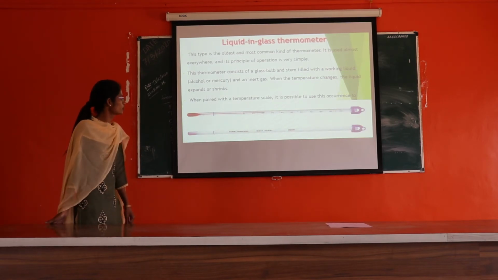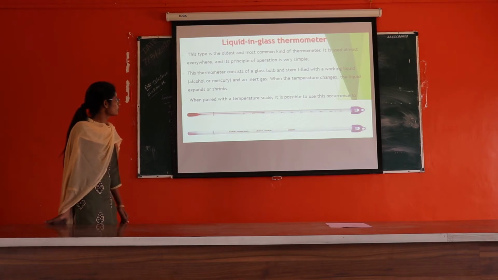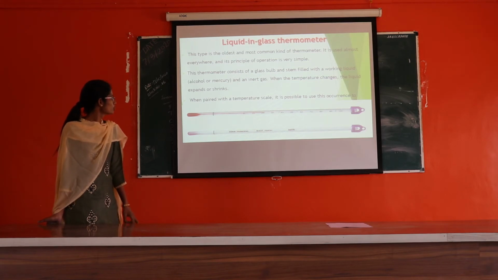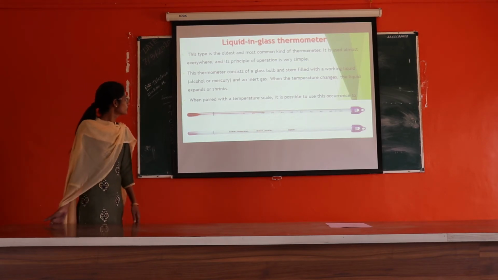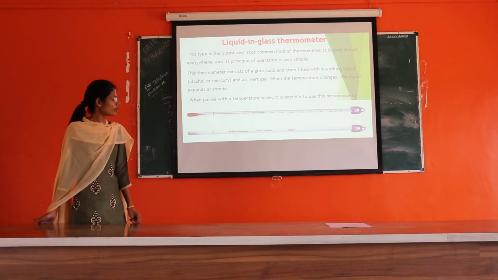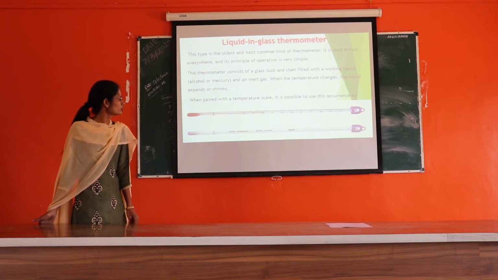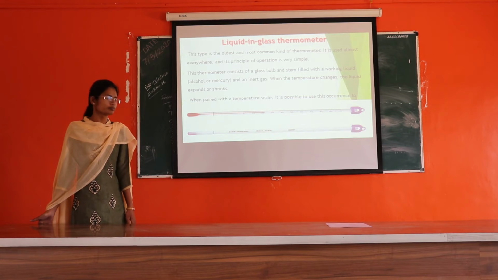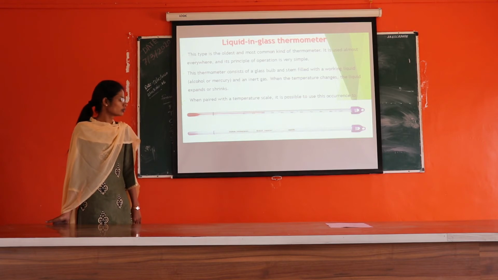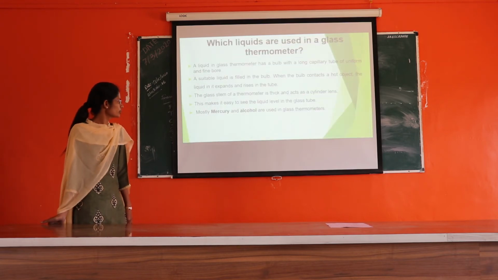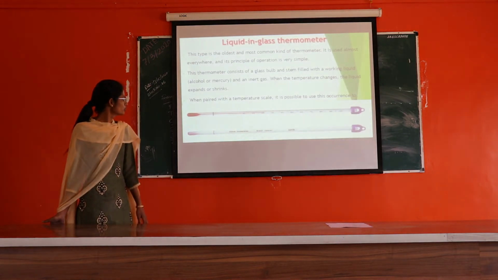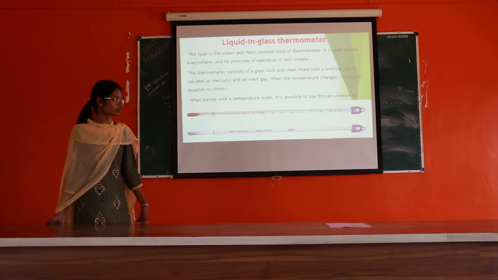Next, liquid in glass thermometer. This type is the oldest and most common kind of thermometer. It is used almost everywhere. This consists of glass bulb and stem filled with liquid and inert gas. When the temperature changes, the liquid expands or shrinks. When paired with the temperature scale, it is possible to read these temperatures.